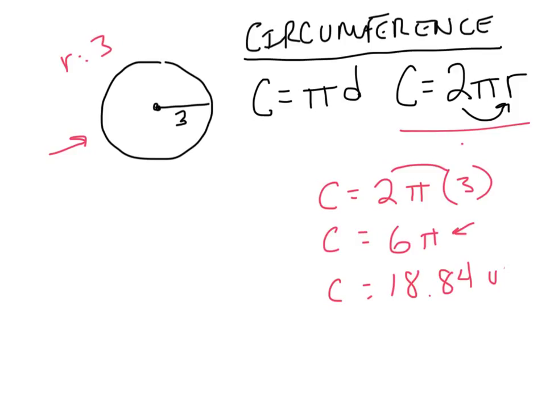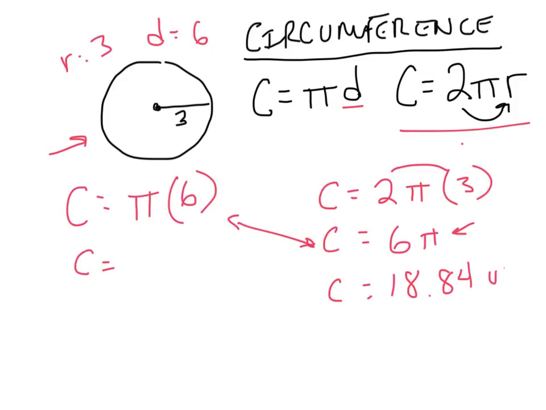Now, to show you what that would look like in the other formula real quick, to find my diameter, I have to multiply my radius by 2, so my diameter would be 6. And if I'm doing pi times my diameter, which is 6, notice that these steps kind of look the same, right? That's where I said those similarities lie. But both ways you do it, pi times 6 is still going to get us 18.84 units. And that's how our circumference works.